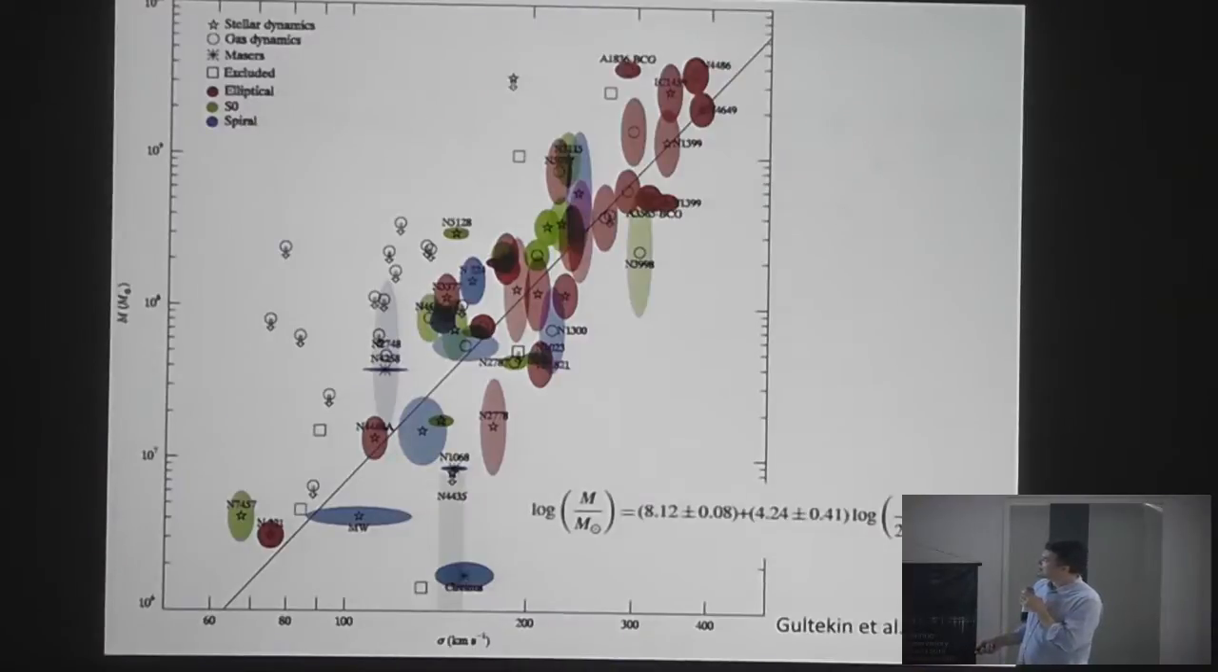Here's a more updated work from 2009 from Gültekin, showing the different methods to get black hole masses, the different types of galaxies, and the errors on them. Mostly errors in black hole mass, not so much in dispersion. And so you can come away with a relation for the black hole mass given this velocity dispersion, which is pretty reasonable. There are a few outliers here, and it's interesting to understand why they're outlying this relation.